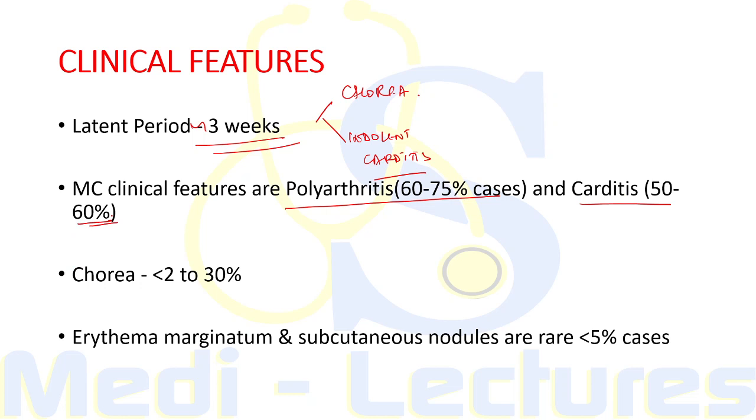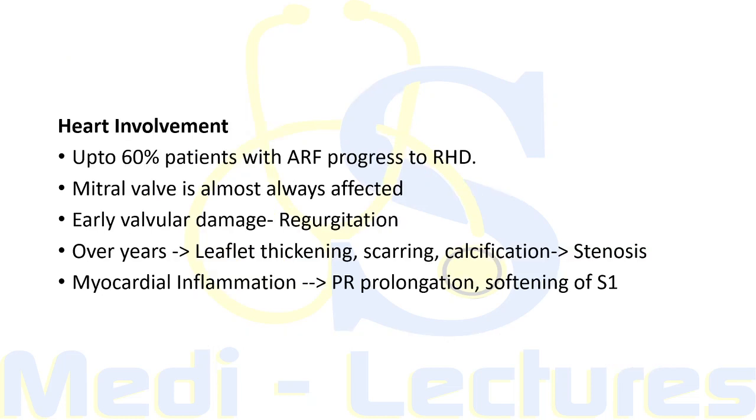Now the prevalence of chorea varies substantially between populations, ranging from less than 2 to 30%. Erythema marginatum and subcutaneous nodules have become rare now, and these are seen in only less than 5% cases. Now we will discuss the individual clinical features in detail.